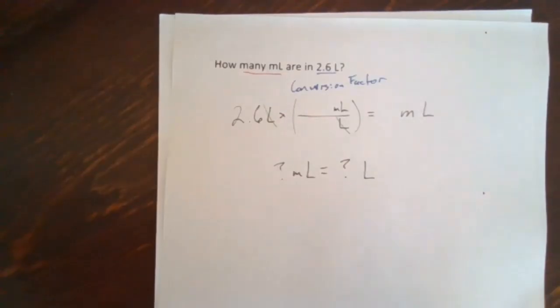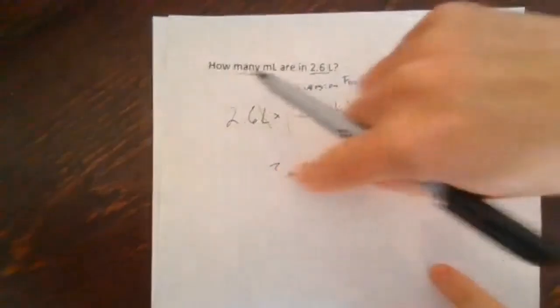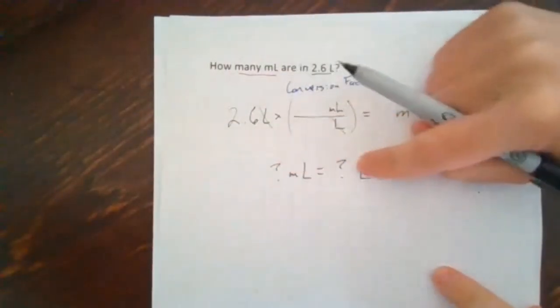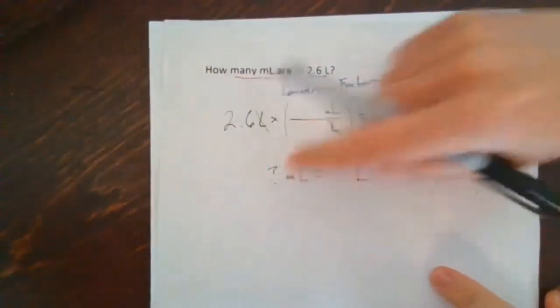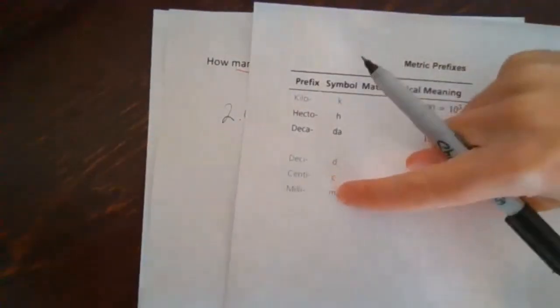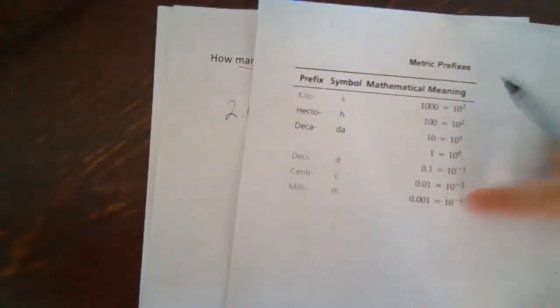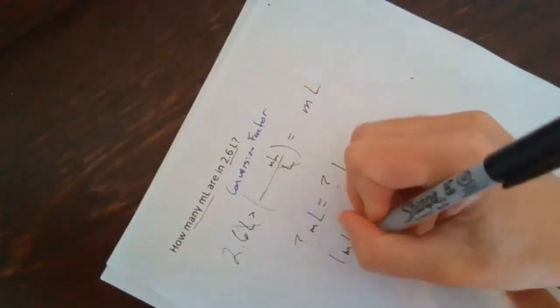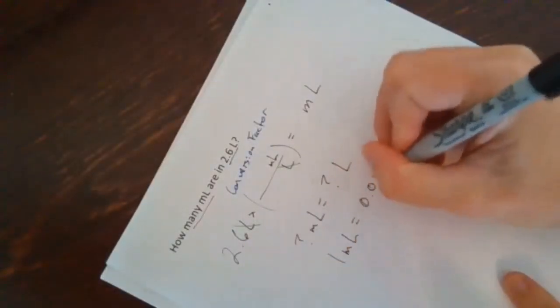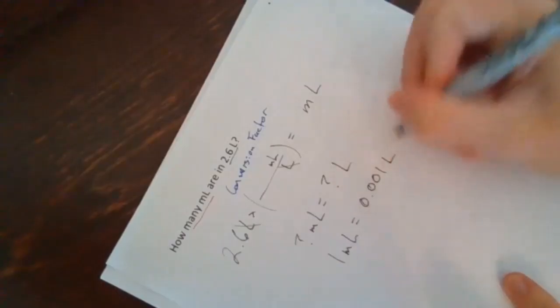And that's why we spent time defining metric conversions, metric equivalences, because we can see that these are metric units, liter and milliliter. So we can use our definition of the metric prefixes. You know that milli is 1/1000. So I know I can interpret that. I can say that 1 milliliter is equal to 0.001 liters.